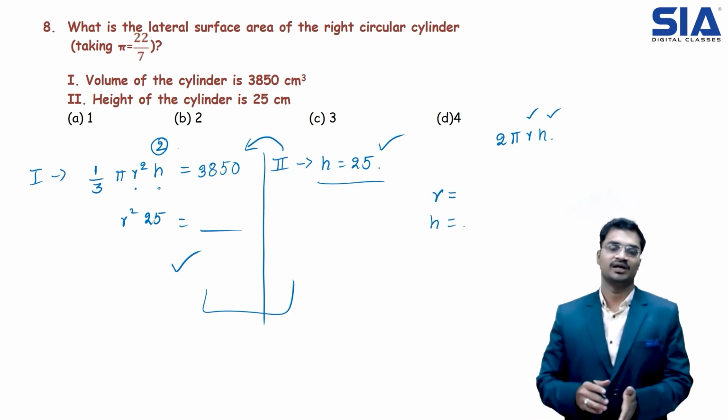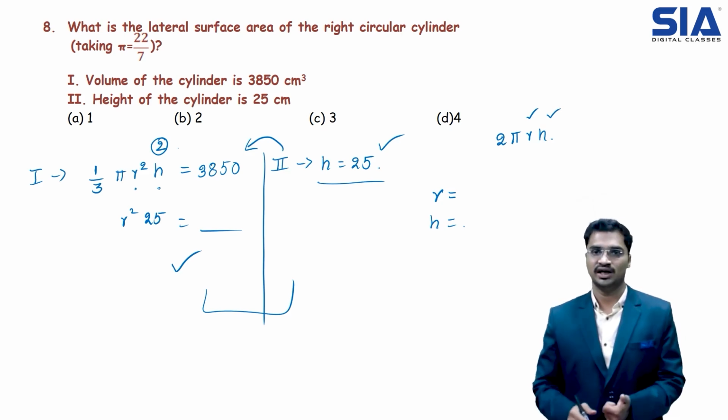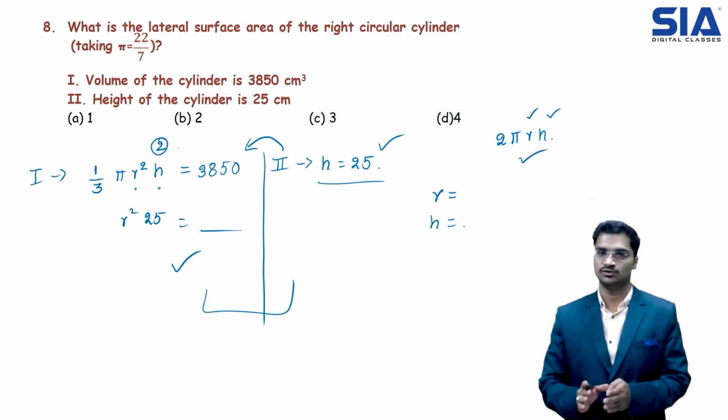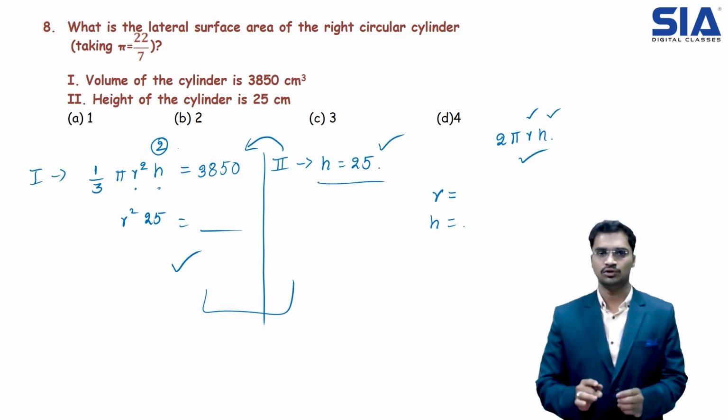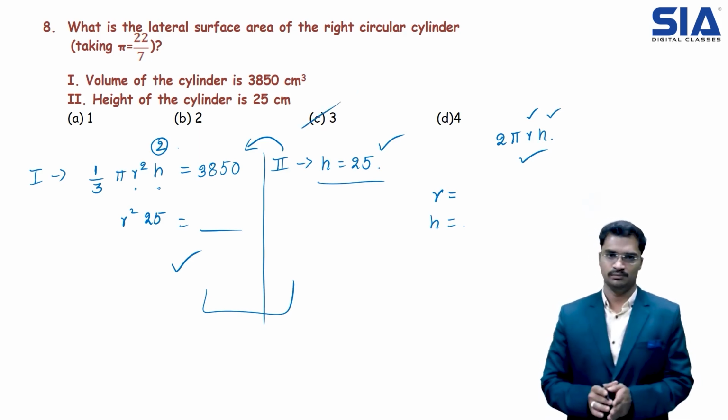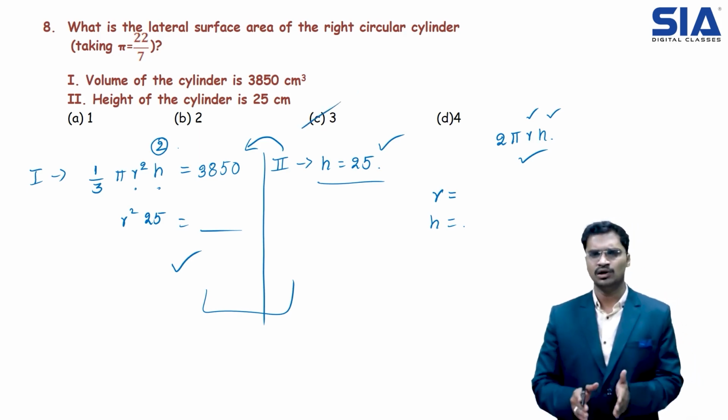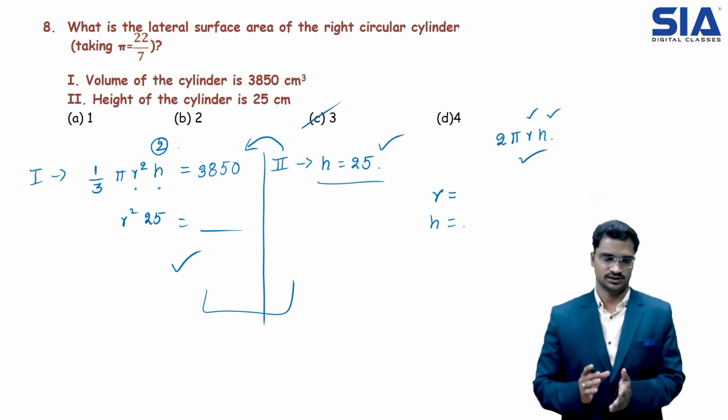So when I am getting the fixed values of radius and height, I can simply answer this question, which is 2 pi r. So the answer is what? Option 3, because statement 1 and statement 2 combinedly are giving me the answer.